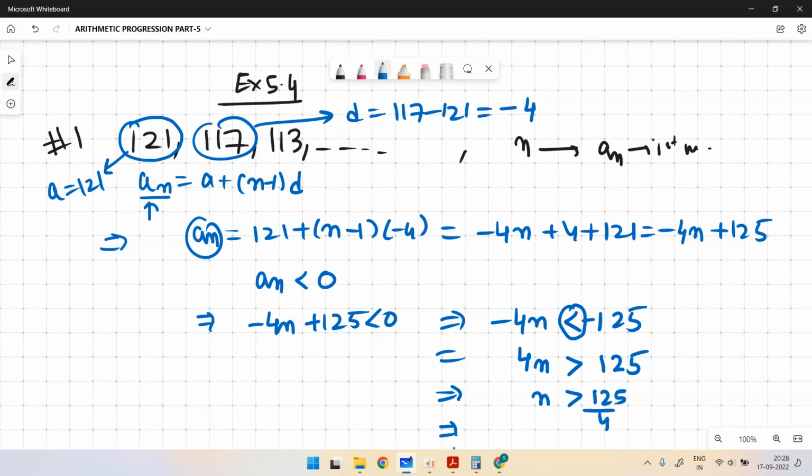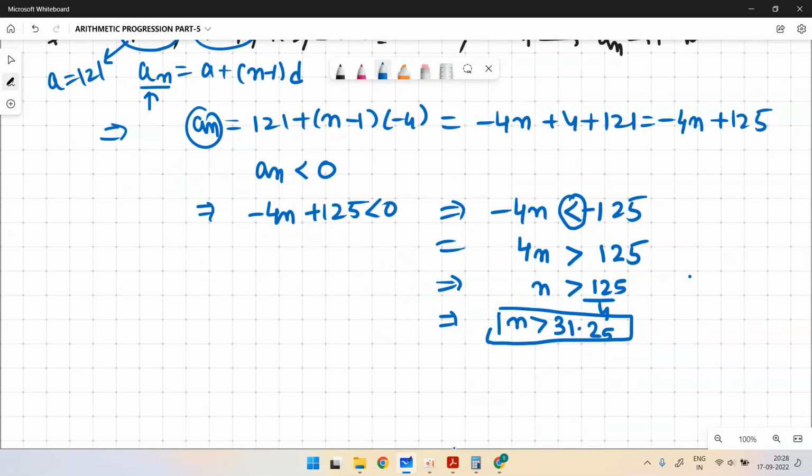Now you need to take the decimal part. n is greater than 125 by 4, which is 31.25. This is not a valid value of n, since n should be greater than this. So the nearest n should be 32. The value of the first negative term will be the 32nd term.